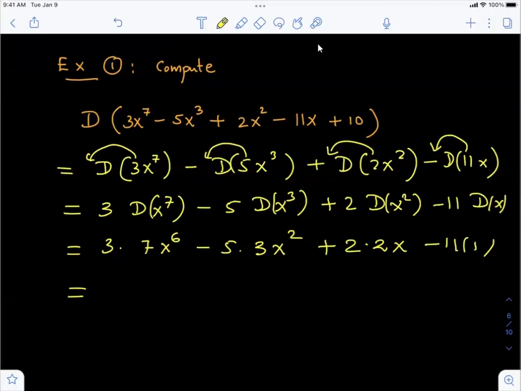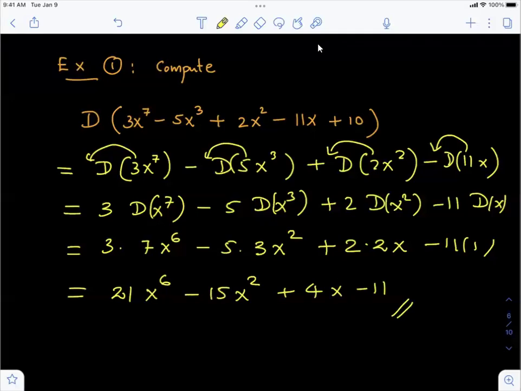Now, the next thing that you can do is to combine these constants, because those are innocent constants sitting in each step. Why don't you combine 3 times 7, 3 times 5, 2 times 2, and minus 11. That's our answer.